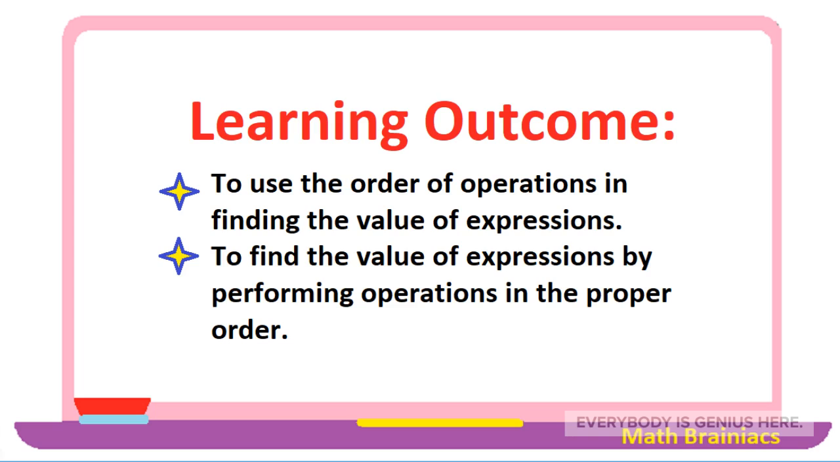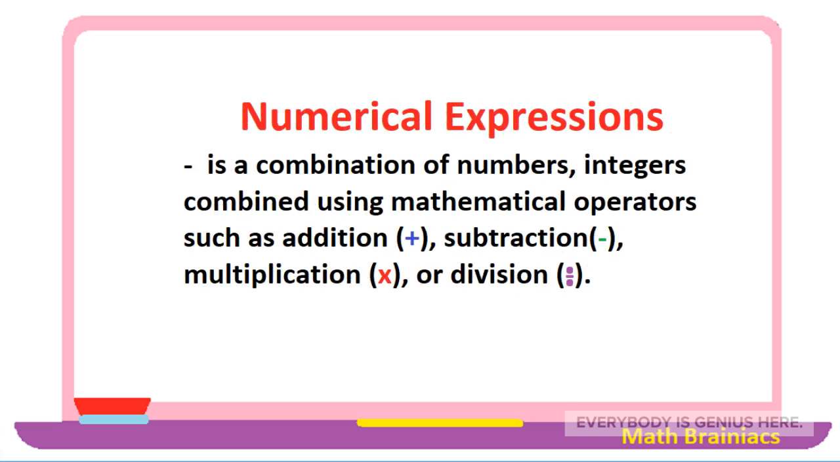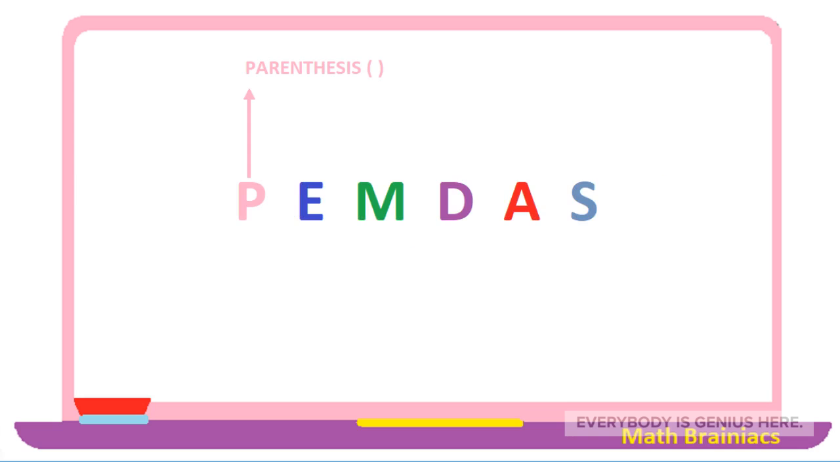We are going to learn today how to use the order of operations in finding the value of expressions. And we are going to learn how to find the value of expressions by performing operations in the proper order. A numerical expression is a combination of numbers, integers combined using mathematical operators such as addition, subtraction, multiplication, or division.